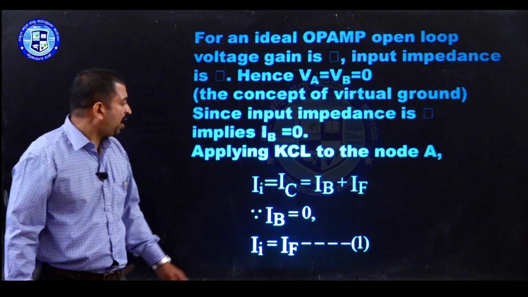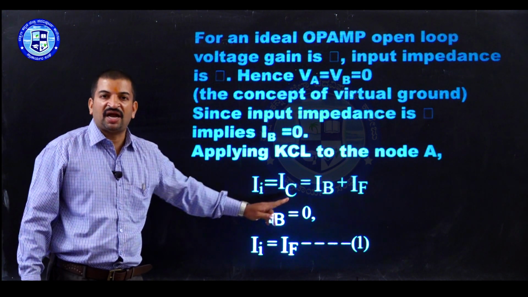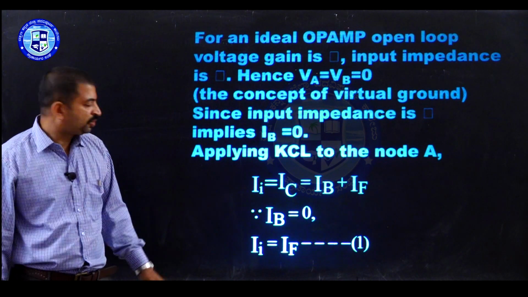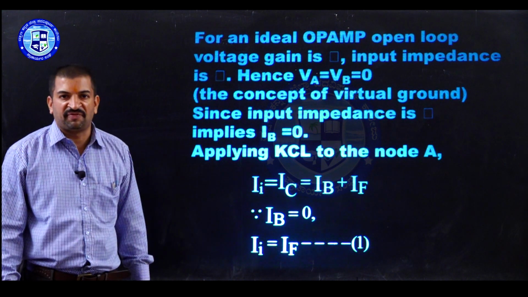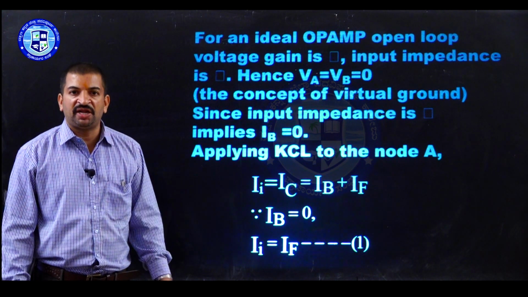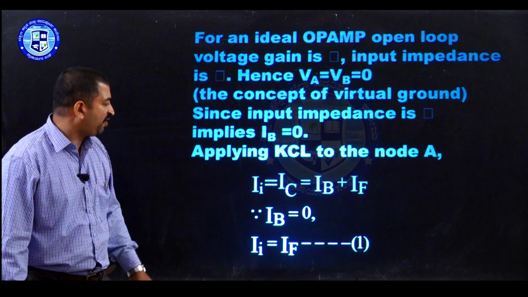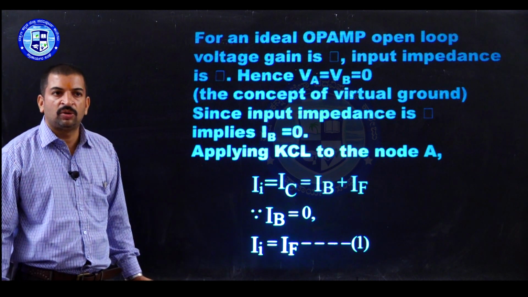Look at the equation. II is also equal to IC, the current flowing through the capacitor. So II can also be written as IC, that is equal to IB plus IF. Since the input impedance of the op-amp is infinity, IB is equal to 0. Therefore, we can write II equal to IF, or IC is equal to IF.